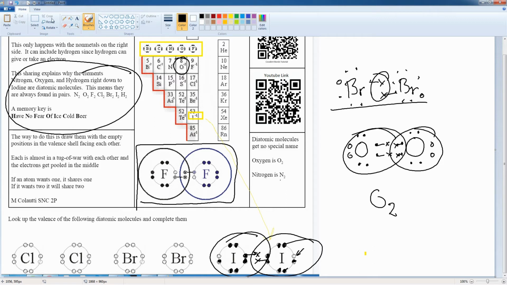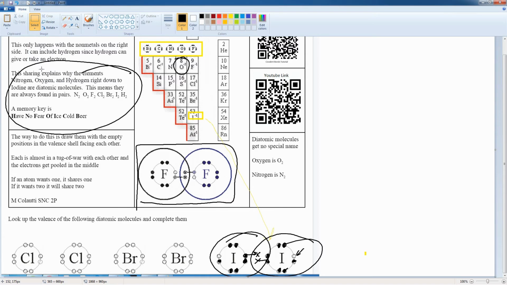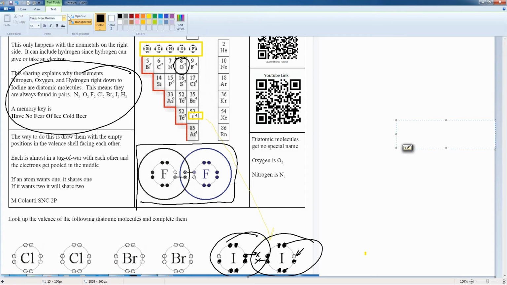And if you want to do anything more complicated, we could try CO2. Ah, come on. Give me the drawing. Where did it go?